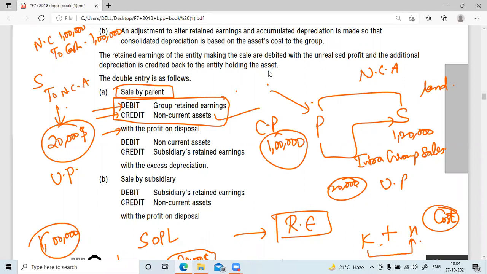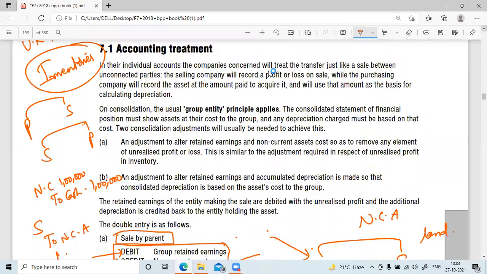Point number 2, with the profit on disposal. What is this profit on disposal? Definitely the parent has sold the goods to the subsidiary and made some profits, correct? So that profit has got credited in which account? Subsidiary retained earnings, correct or wrong? Yes. Let me read out these points here.